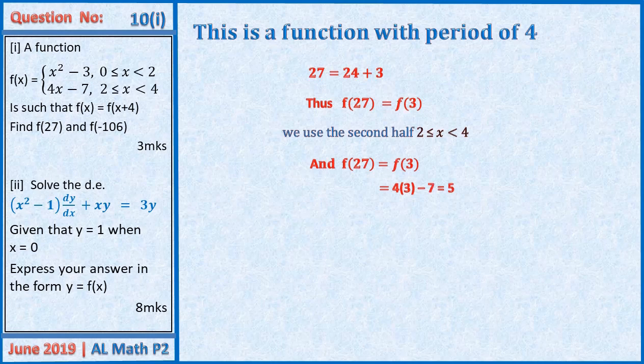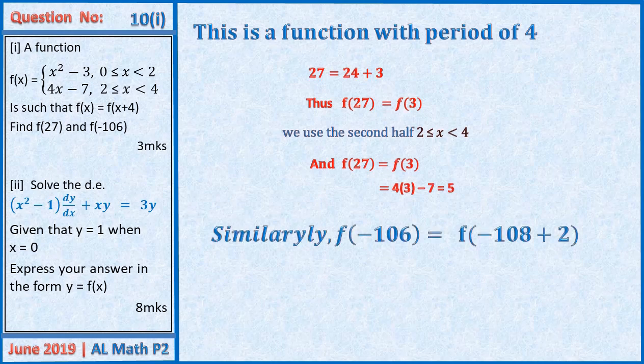Similarly, f of minus 106 will be the same as minus 108 plus 2, and this will be equal to f of 2. Which one do I use, first half or second half? I use the second half, because for the first half, the boundary is not included for 2. So I have to use the second half. 4 times 2 gives us 8, minus 7. That gives us 1.